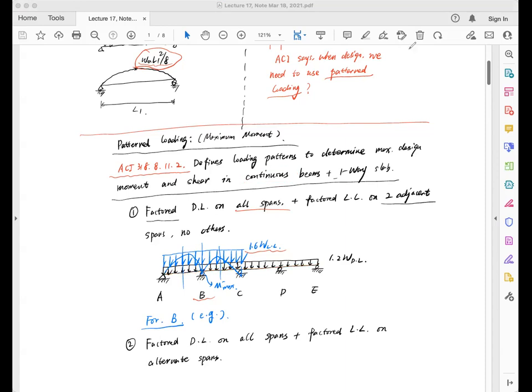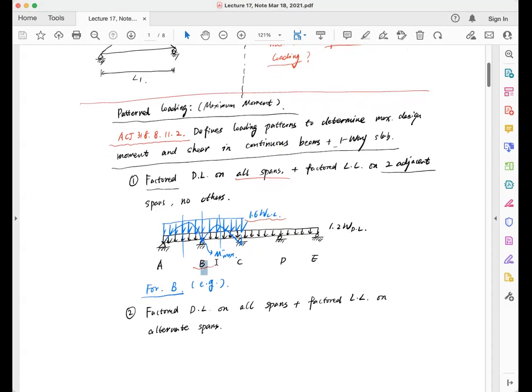All right, so what patterns? These are the patterns. First pattern: factored dead load on all spans, plus factored live load on two adjacent spans, no other. What does it mean? It means that if I consider section B here, of course, section B is just the support. So actually I have two sections, B left or B right, the section on the left of B or the section on the right of B. To get the maximum negative moment, I need to apply factored dead load on all spans, and then plus the live load, which is 1.6 live load, on the adjacent spans, on these two spans, to get the maximum bending moment.